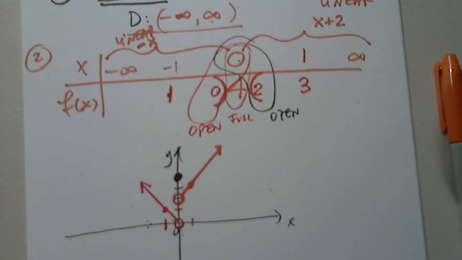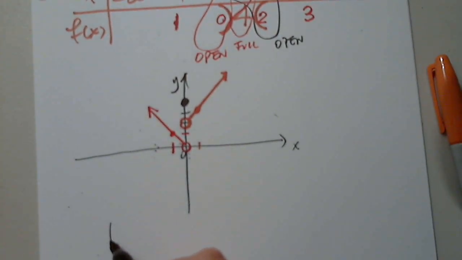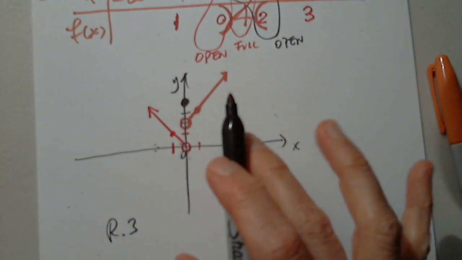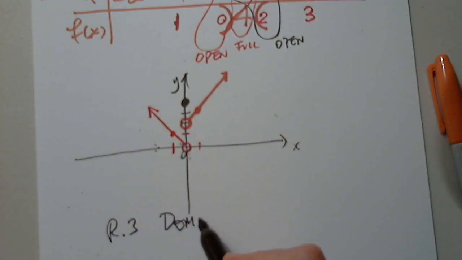Any questions? Does that answer your question? Yes. Good. Other questions for me? Other questions? Okay, then let's continue with R.3. We already started. I didn't tell you. Domain and range.